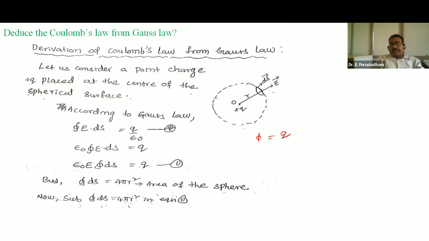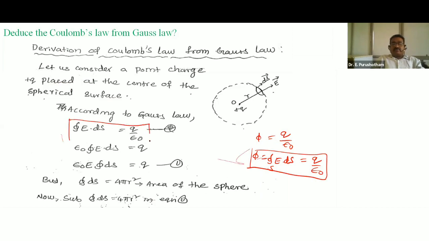Phi is equal to simply Q by epsilon naught. But another formula, phi is equal to the surface integral of E dot ds, that is equal to Q by epsilon naught. You remember this one. This is Gauss law. So according to Gauss law, the surface integral of E dot ds is equal to Q by epsilon naught. So we can write epsilon naught times the surface integral of E dot ds is equal to Q.